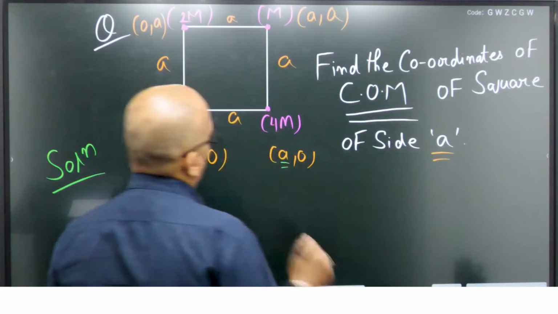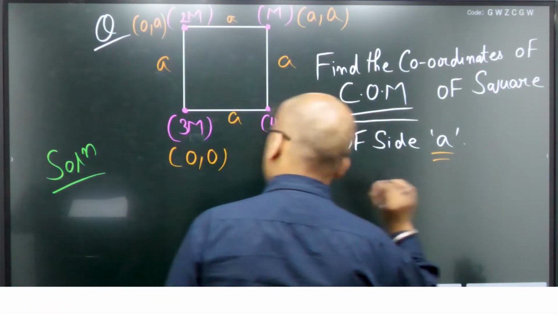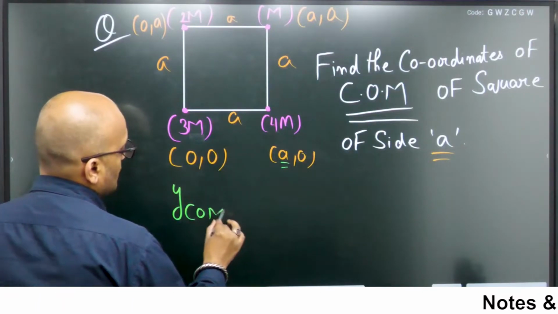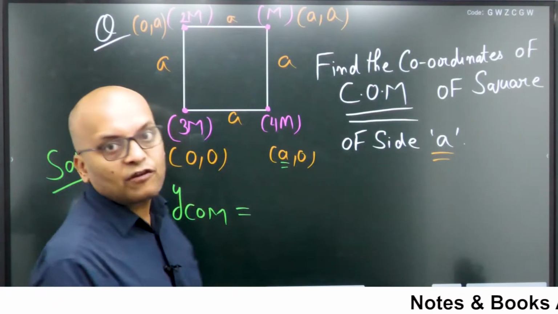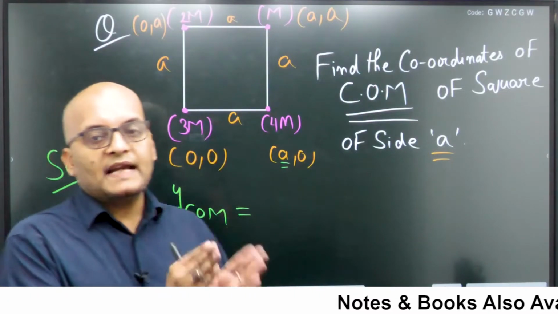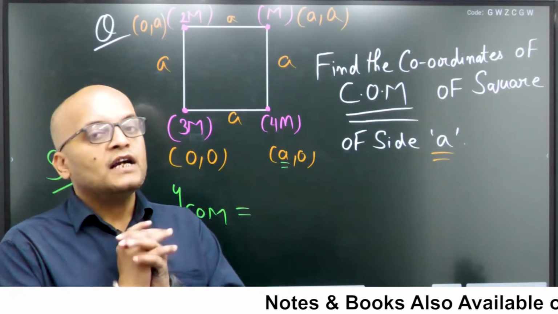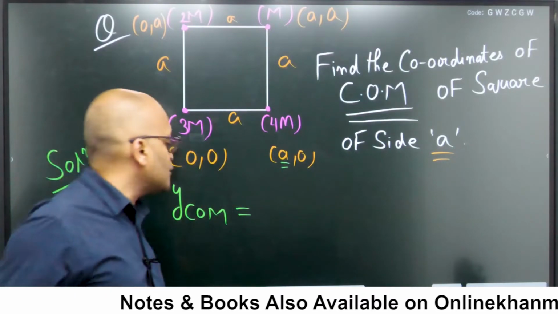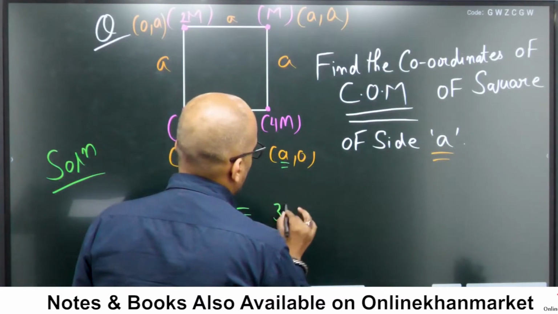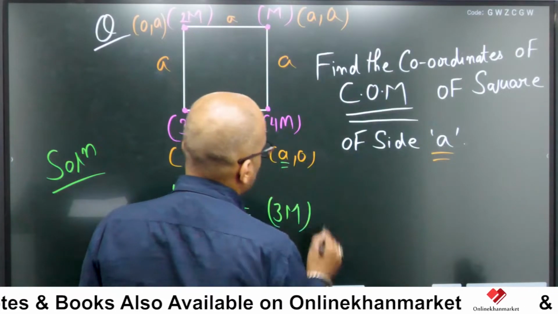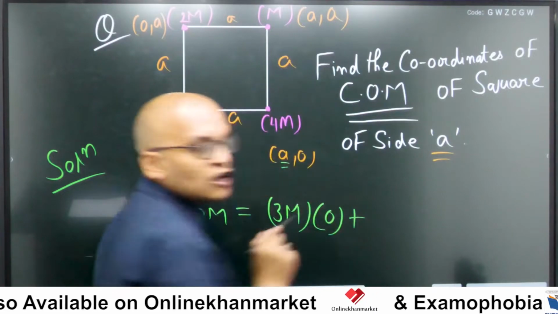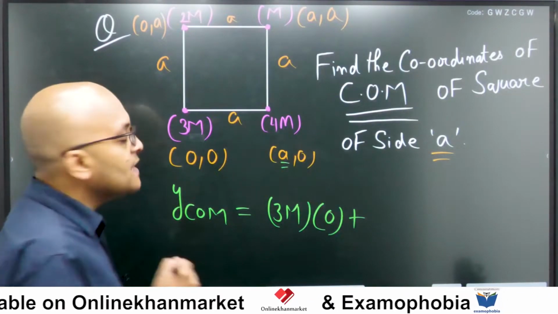Now let's find out the coordinates of center of mass along y-axis. So the coordinate of center of mass along y-axis will be m1y1 plus m2y2 plus m3y3 plus m4y4 divided by m1 plus m2 plus m3 plus m4. So let's do it. m1, that is 3m, y1 is 0 since it is the origin, plus m2, it is along x-axis, so the y coordinate of this 4m mass will be 0.